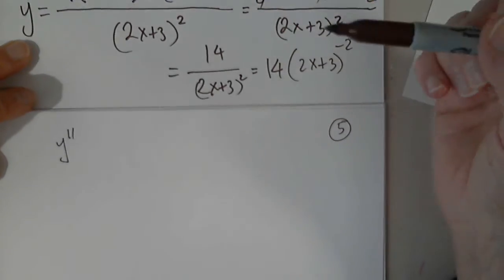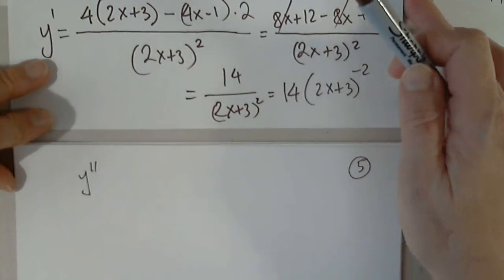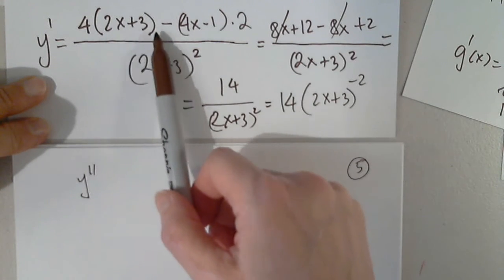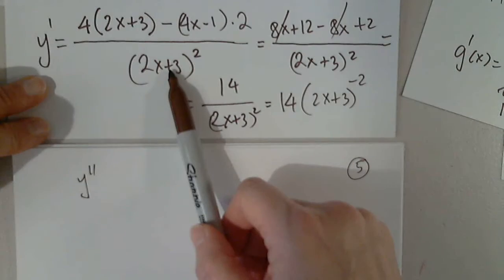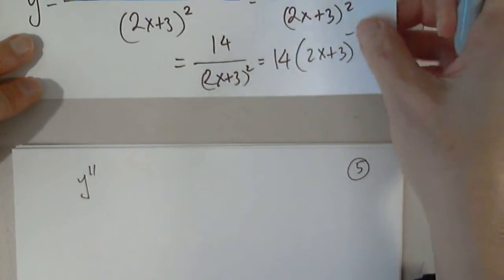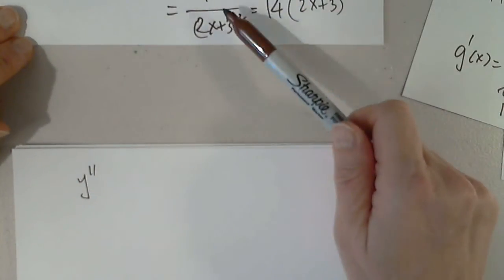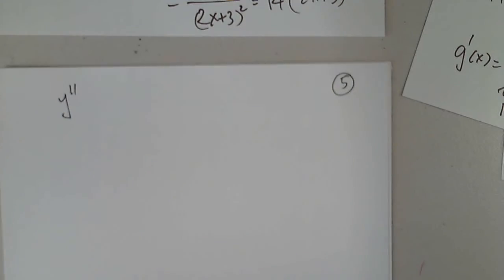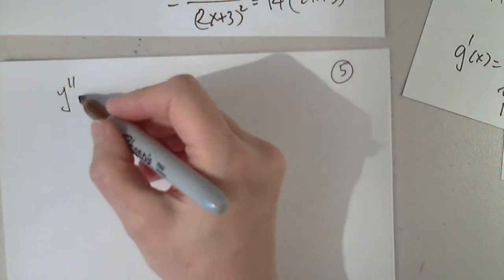Just in case you need to look back at this, the first function prime times the bottom minus the first times the bottom prime, over the denominator squared. I simplified after combining like terms, and I changed this into this for convenience in differentiating. Or you can use that if that's what you want.